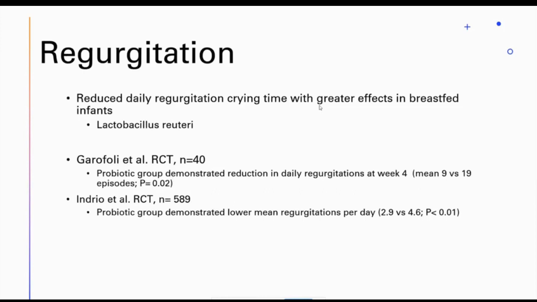And they did demonstrate, they had some randomized control trials that demonstrated reduced daily regurgitation. This crying time is a typo, but it was also showing greater effects in breastfed infants. So for Garofoli et al., this randomized control trial, they demonstrated reduction in daily regurgitation at week 4, 9 versus 19 mean episodes of reflux, which was statistically significant. And then for Indrio et al., they demonstrated a lower mean regurgitation value, 2.9 versus 4.6, which was also statistically significant for their 589 patients that they had.